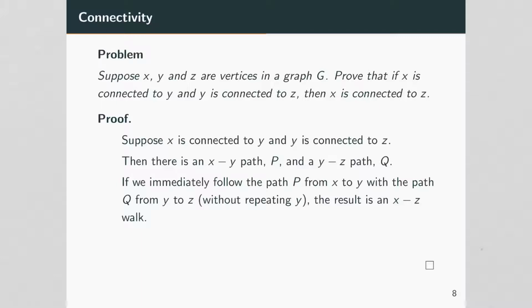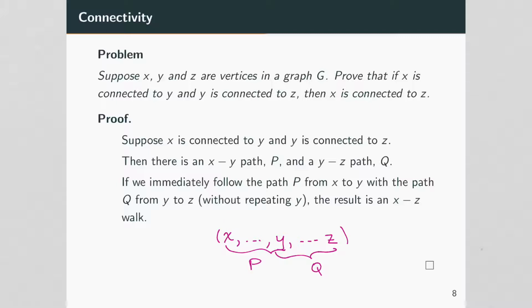If we immediately follow path P from X to Y with the path Q from Y to Z, and in terms of notation, we just note that we don't repeat Y, we just keep going. So it would look like X until we hit Y, and then we'd go from Y to Z, and this portion of things would be P, and this portion of things would be Q. So we're just going to stick them together like that. And the result is an XZ walk.